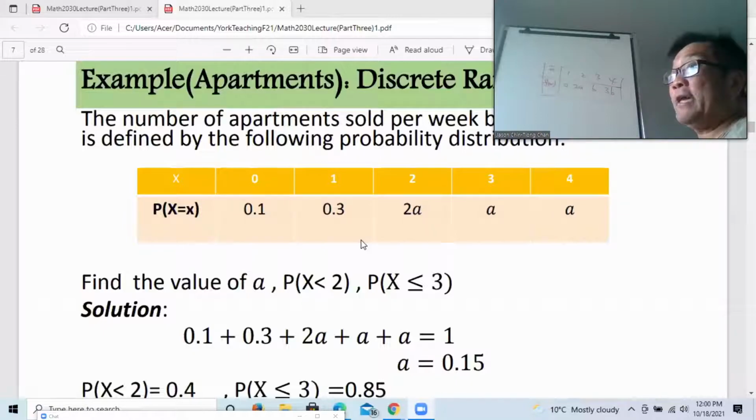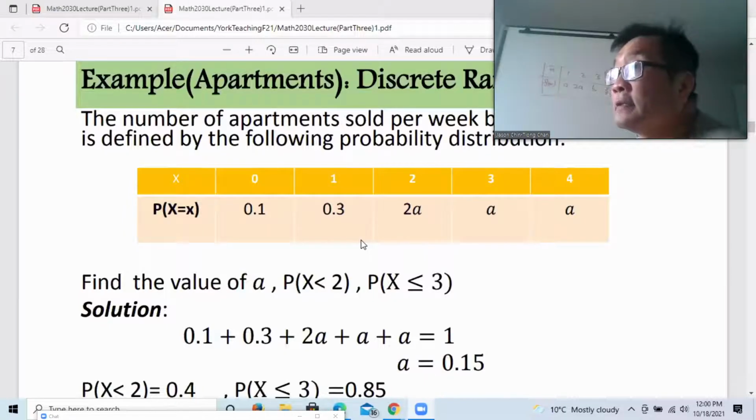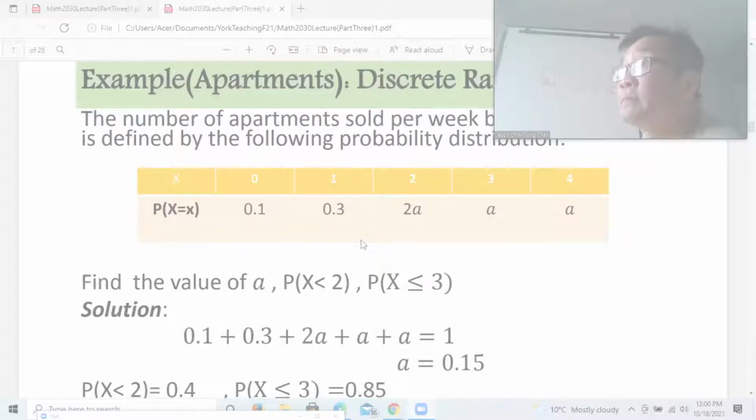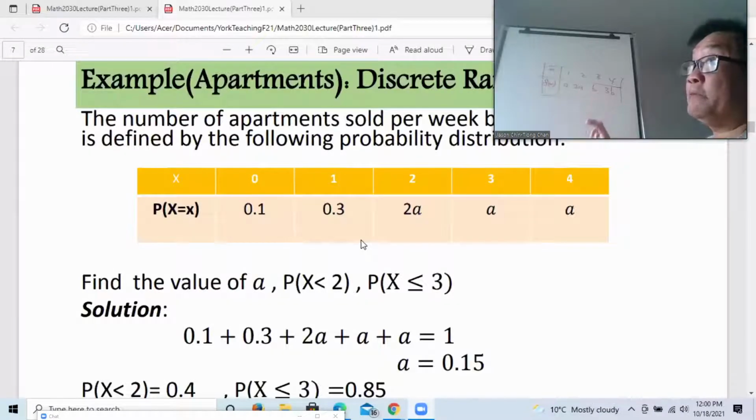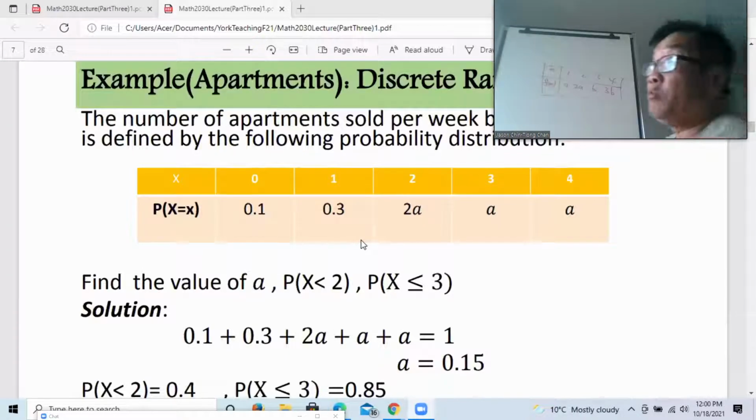The value for A and the value for B. No, why not? Because here we got two variables. If we talk about two variables, we need how many equations? We need two equations. Yes or no?